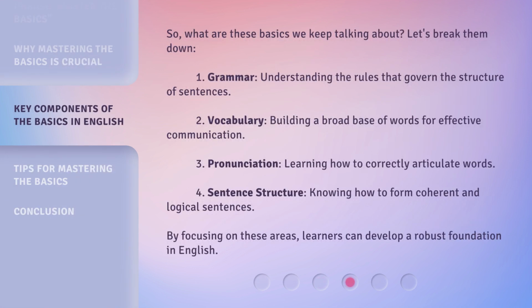So, what are these basics we keep talking about? Let's break them down. 1. Grammar. Understanding the rules that govern the structure of sentences. 2. Vocabulary. Building a broad base of words for effective communication. 3. Pronunciation. Learning how to correctly articulate words. 4. Sentence structure. Knowing how to form coherent and logical sentences. By focusing on these areas, learners can develop a robust foundation in English.